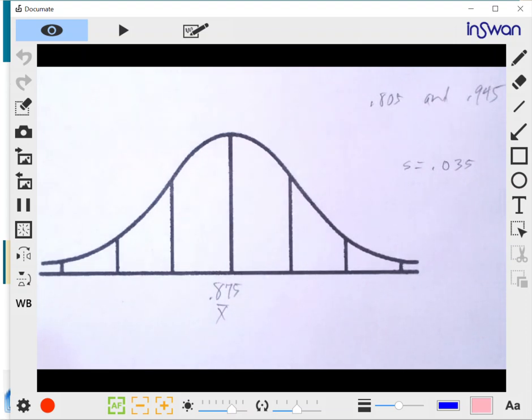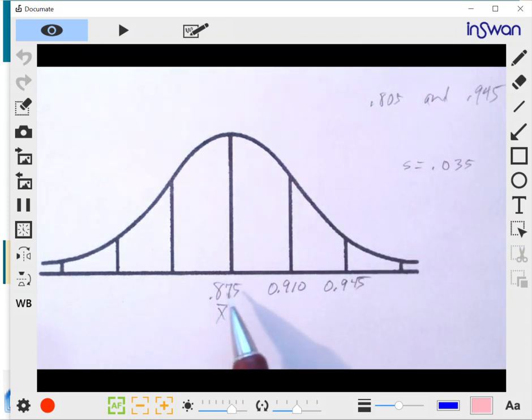So 0.875 plus 0.035, and that's 0.910, and we'll add 0.035 again. And we'll get 0.945. And remember, that was one of our numbers, and so that's 2 standard deviations above the mean.